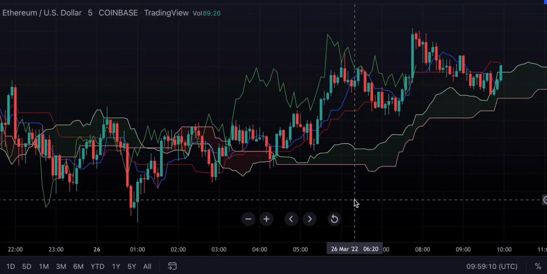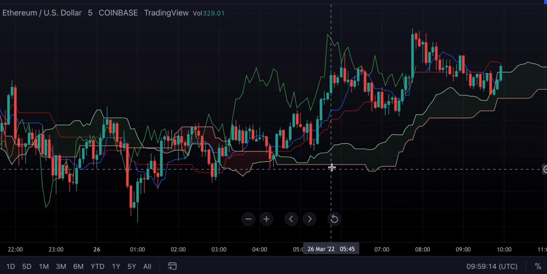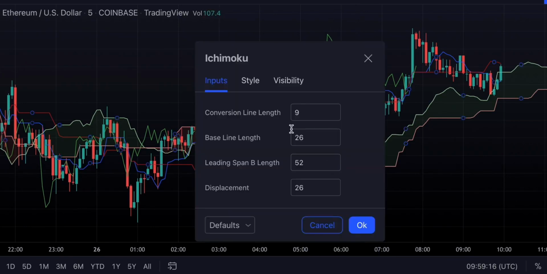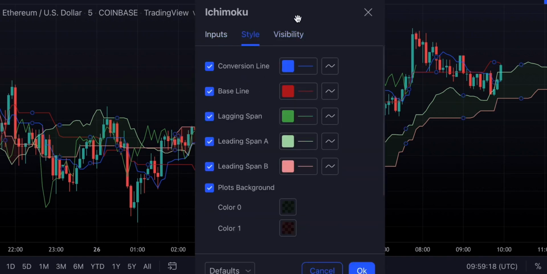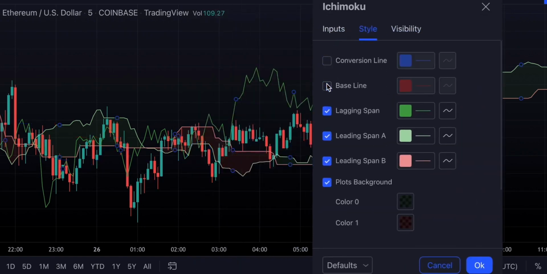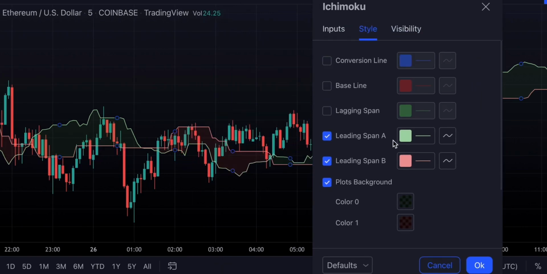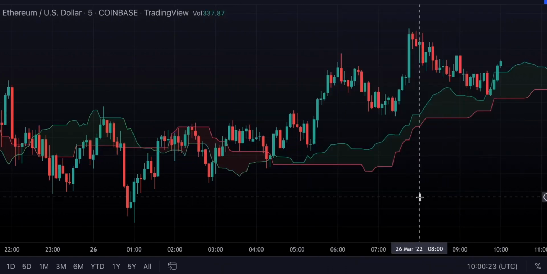Okay, so we're not gonna lie, this chart looks extremely messy. So in order to fix that, we're gonna change the settings and the style. So we're gonna get rid of these lines. We're also going to change the color for these lines to make them more visible. Okay, there we go. We have our Ichimoku Cloud set up and ready.